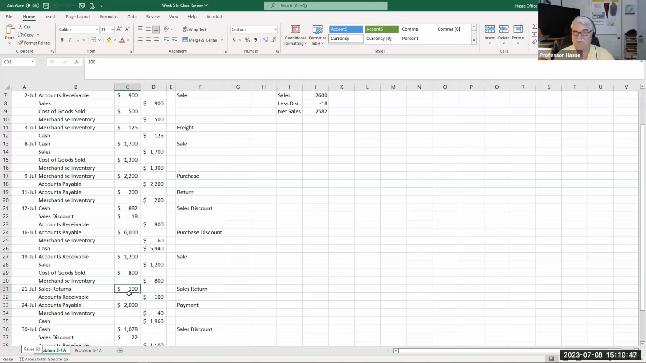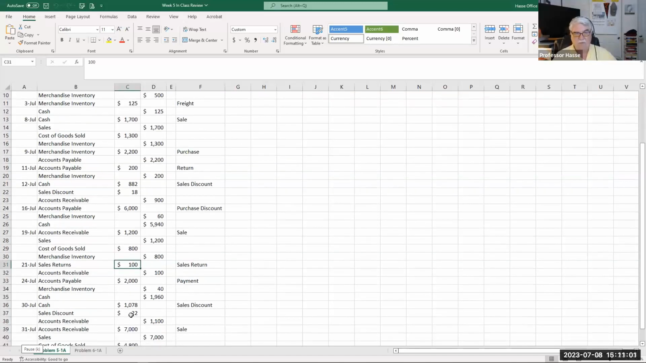All right. Sales returns, sales discounts, purchase returns, purchase discounts, all examples of the process of retail accounting. On this purchase, remember we bought $2,200 of inventory here, and then we returned $200. So we had a balance of $2,000. Well, part of that deal was if you pay us within 15 days, we'll give you a 2% discount. Well, we have a balance of $2,000, so we're going to take a 2% discount. 2% of 2,000 is $40.